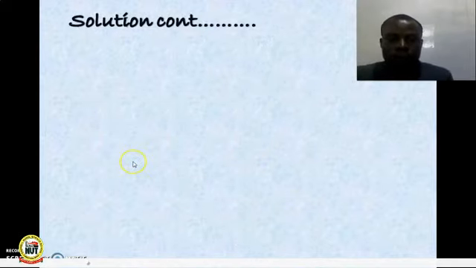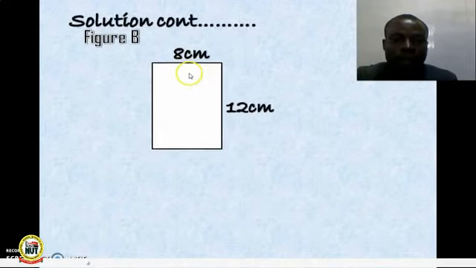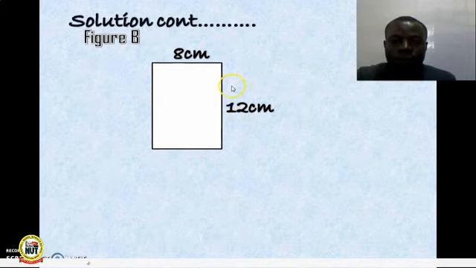Good. So let's look at the second figure, that is figure B. Let's see how we are going to solve figure B. Figure B is this. Look at figure B. Figure B is 8 centimeter and 12 centimeter. The first question I want to ask here is this. Where is the length of this figure?